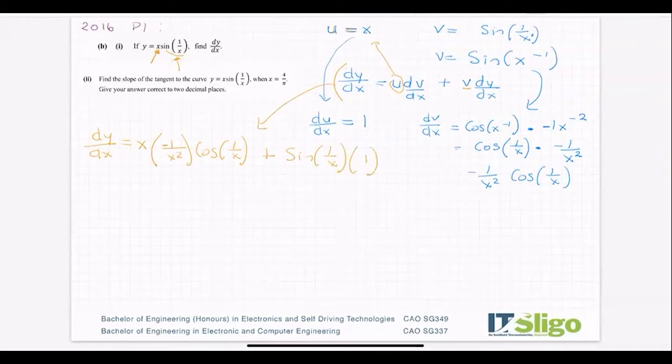Okay, so let's have a look. An x there cancels with one of the x's here. So I'm left with minus 1 over x cos of 1 over x plus sine of 1 over x.